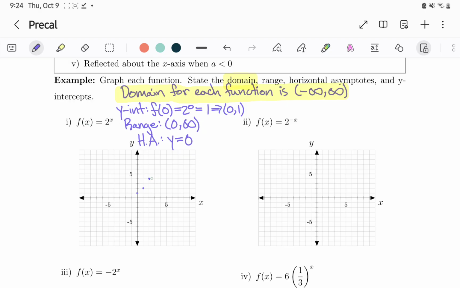And f of 3 equals 2 to the 3, or in other words, 2 cubed, which equals 8. So it's going to pass through the point 3, 8, which is right up here. And f of minus 1 is going to equal 2 to the minus 1, which is the same as 1/2. So it's going to pass through the point minus 1, 1/2. I think we have enough points plotted there, so let's connect these in a smooth fashion. And as x gets very, very small, we are just going to be getting ever closer to that horizontal axis, but never actually crossing or touching it, again because we have that horizontal asymptote there.